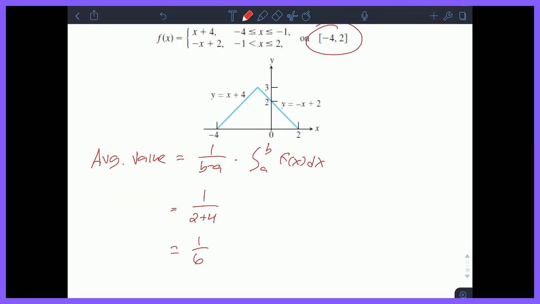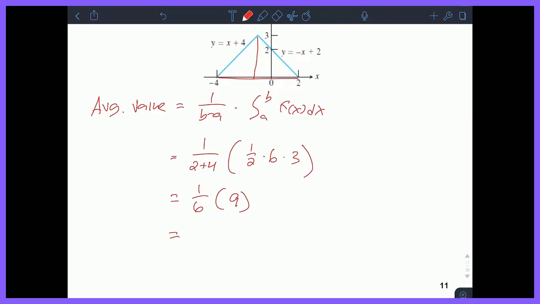And then the integral is the area of the triangle. It looks like this would be pretty easy to figure out. It looks like it has a height of 3 and a base of 6. 6 times 3 is 18. So the area of the triangle will simply be 1/2 base times height. It'll be 1/2 times 6 times 3, which is half of 18, which is 9. So the answer to the average value is 1/6 of 9, which is 3/2. Looks like we can't escape that number. 3/2 is the magic number.